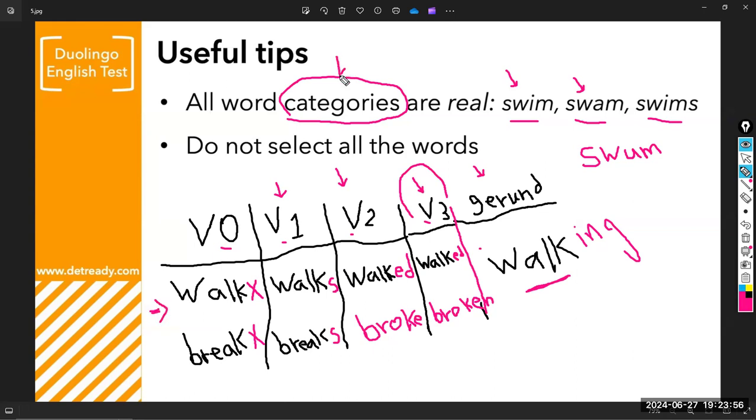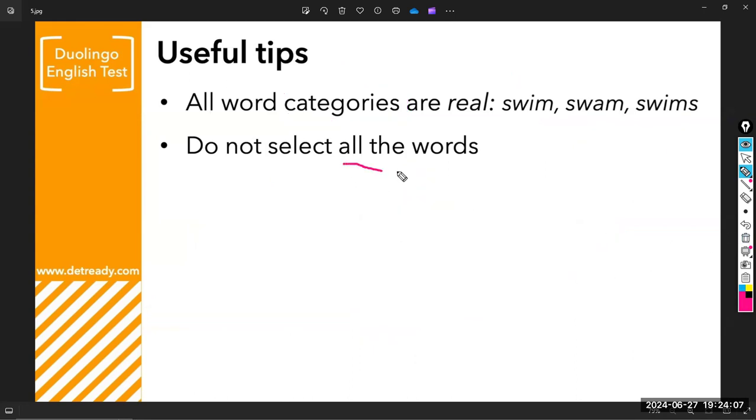This is what I mean. Now you have to expect writing all the categories in English. Be careful, okay? And don't select all the words, please. This is something silly. Let me tell you something. Some students think if I want to select all the words, the computer is going to absolutely count the correct highlighted words as correct, and I will get the full mark.